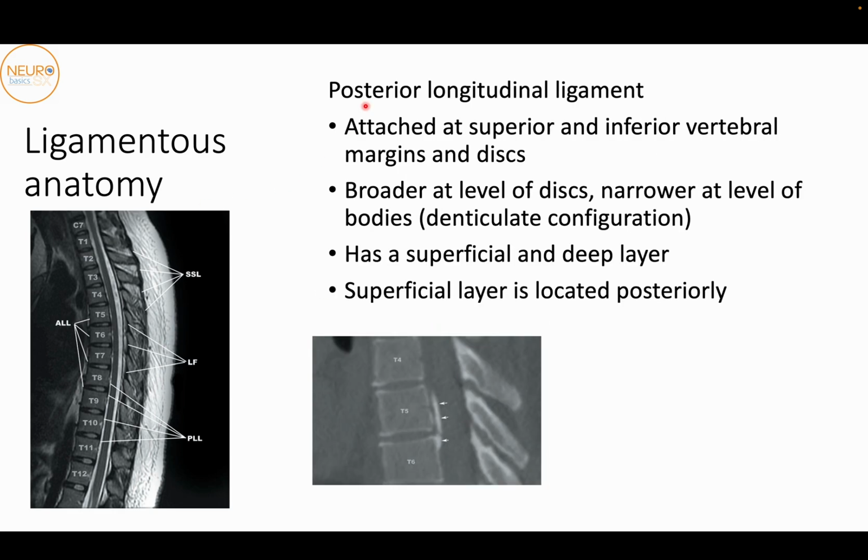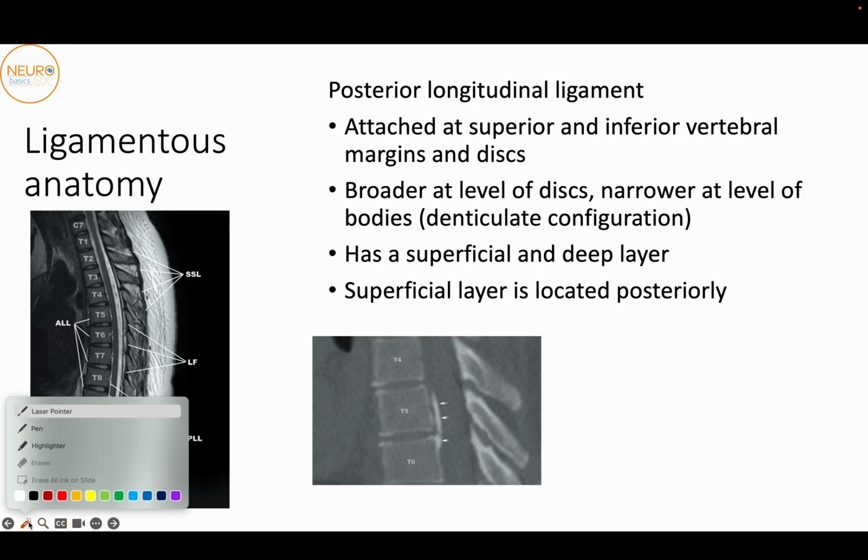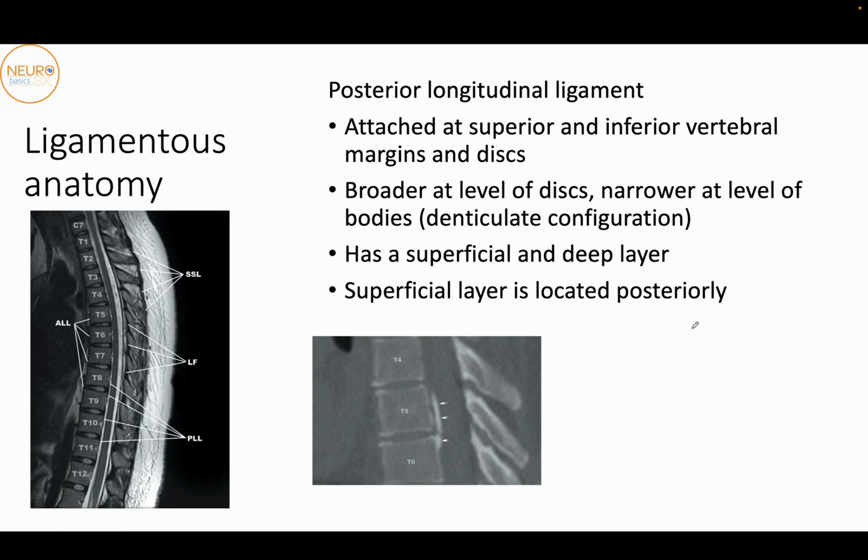More importantly is the posterior longitudinal ligament. It is attached, as we know, at the superior and the inferior vertebral margins and at the disc level. It is going to be broader at the level of the disc and narrower at the level of the body. So that gives it a slightly denticulate configuration. So it just fans out like this at the level of the disc and becomes narrow at the level of the vertebral bodies repetitively, giving it a teeth-like configuration.